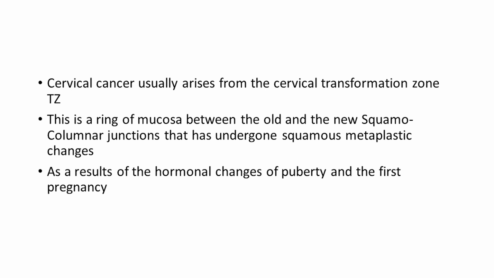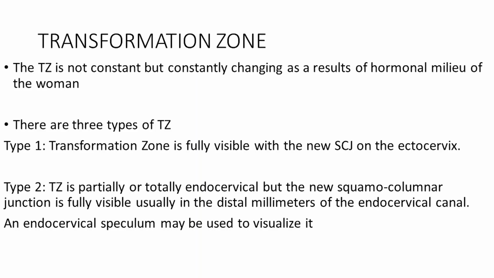Cervical cancer usually develops from the transformation zone, also known as the TZ. This is a ring of tissue between the old and the new squamous-columnar junction that has undergone squamous metaplastic changes as a result of the hormonal changes of puberty and the first pregnancy. The transformation zone is not constant, but is constantly changing as a result of the hormonal milieu of the woman.